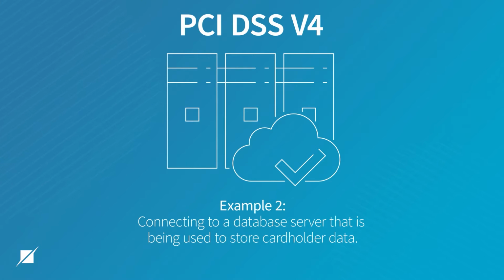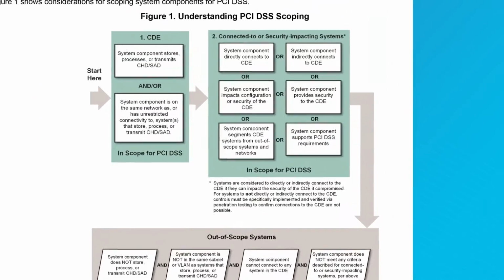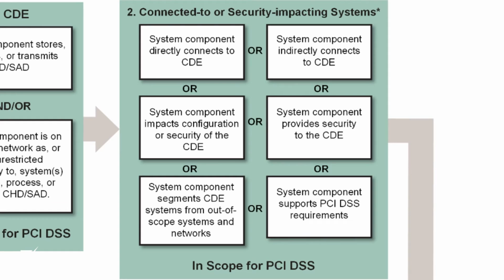Or it could be connecting to a database server that is also being used by a different web server that stores cardholder data. The next one is where we get into the weeds of things and where a lot more ambiguity comes out around scoping. Where we talk about systems that impact the security of, or connected to, is kind of the colloquial term for systems that fall into these categories.